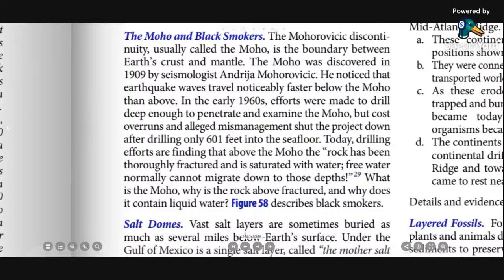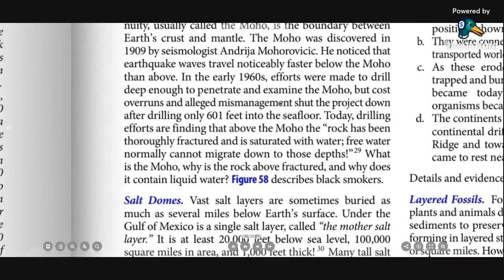In the early 1960s, efforts were made to drill deep enough to penetrate and examine the Moho, but cost overruns and alleged mismanagement shut the project down after drilling only 601 feet into the seafloor. Today, drilling efforts are finding that above the Moho, the rock has been thoroughly fractured and is saturated with water. Free water normally cannot migrate down to those depths. What is the Moho? And why is the rock above fractured? And why does it contain liquid water?